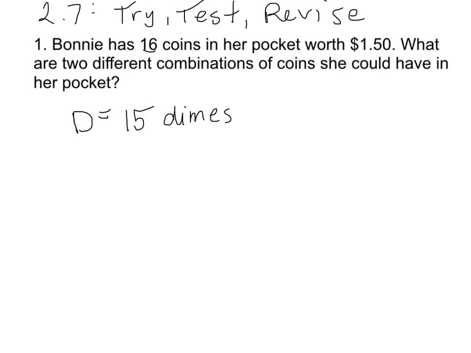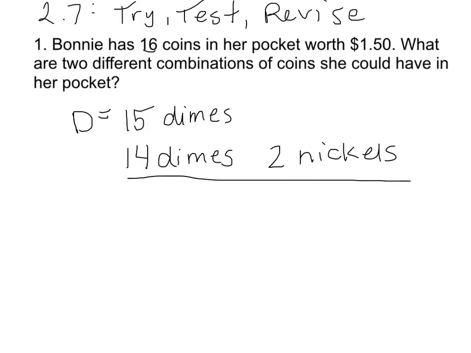So if I took away one of those dimes and had 14 dimes, then I need 2 more of something. What 2 coins could I add together to make 10 cents? Those coins are called nickels. So if I use 14 dimes and 2 nickels, I will get to my $1.50. That is one combination of coins that she could possibly have. Let's try to think of another one.